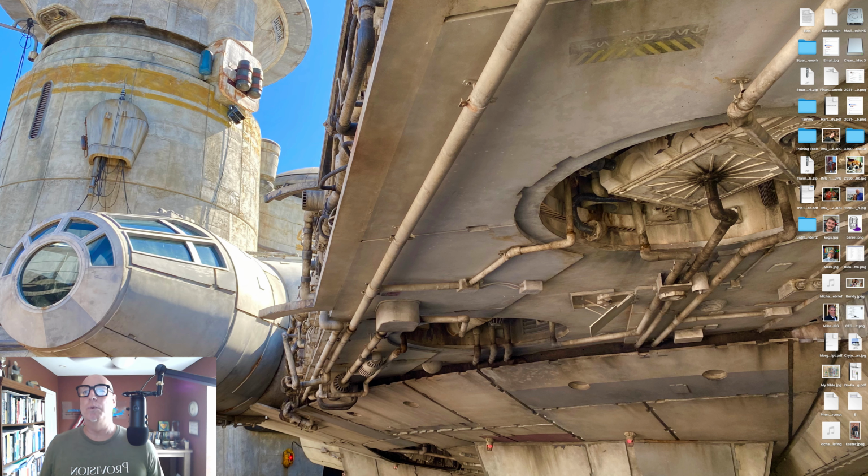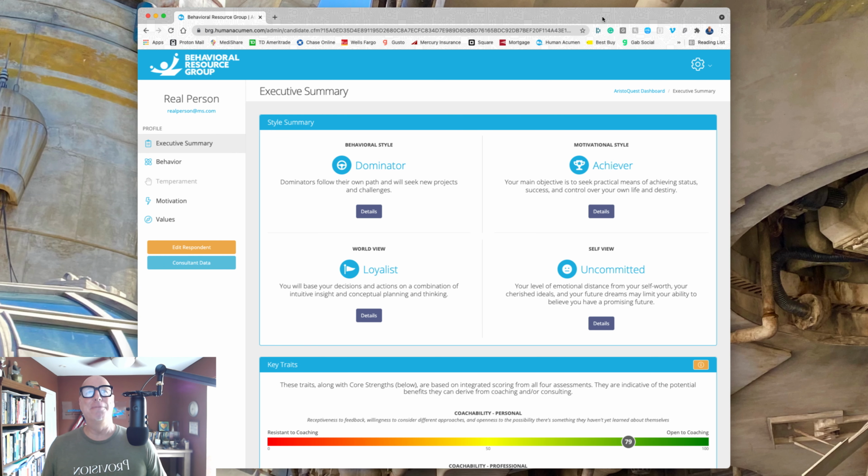All right, let's look at, we'll call this person real person. So there's four assessments in here: behavior, temperament, motivation, and values. This individual only took three of them. That's really all we need. The fourth one adds value, obviously, but not completely necessary. So this page here is known as an executive summary page. What this page does is it encapsulates all four, in this case three assessments, into a brief overview.